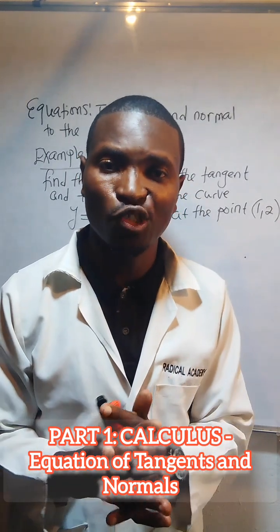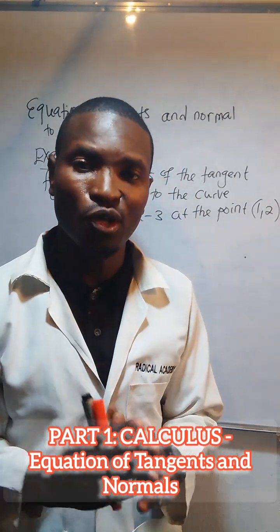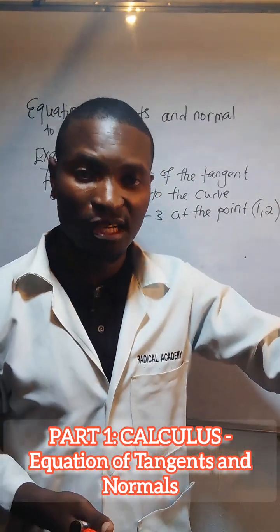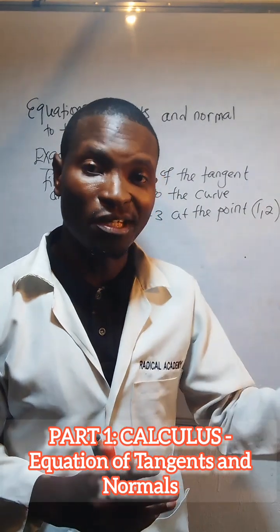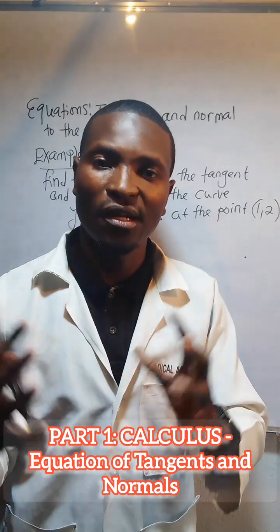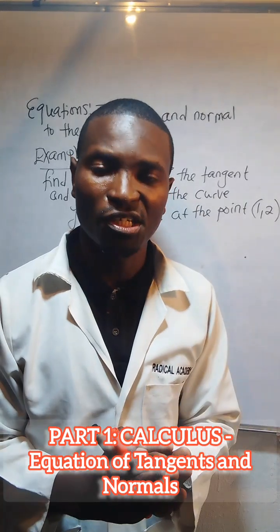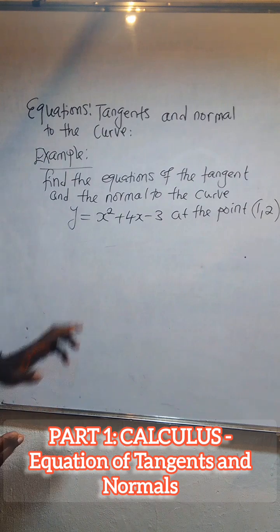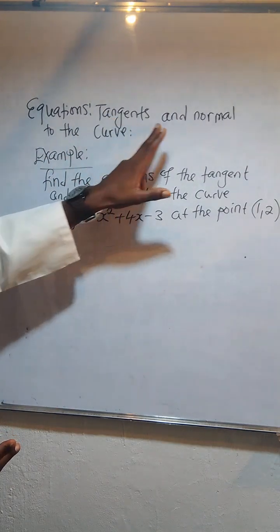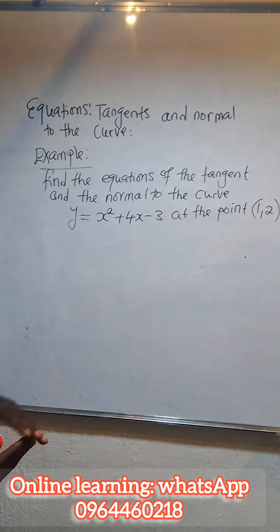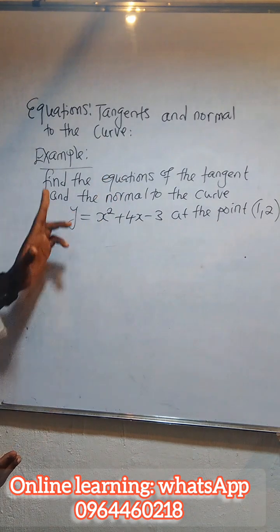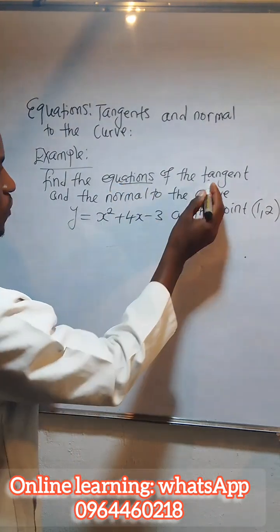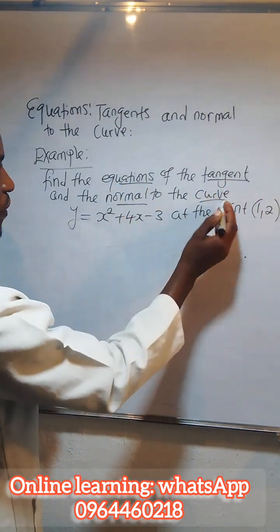So without much further ado, let us now jump into this video about the tangent as well as the normal. We have to understand what is a tangent and what is a normal, so that we can begin to integrate whatever we have learned in terms of differentiation. So let's do this. We'll be looking at equations of tangents and normals to the curve. Our very first example: find the equations of the tangent and the normal to the curve.